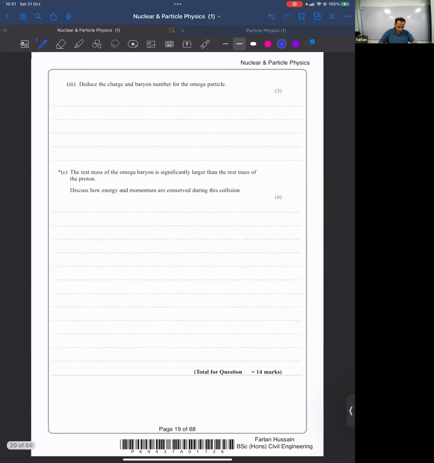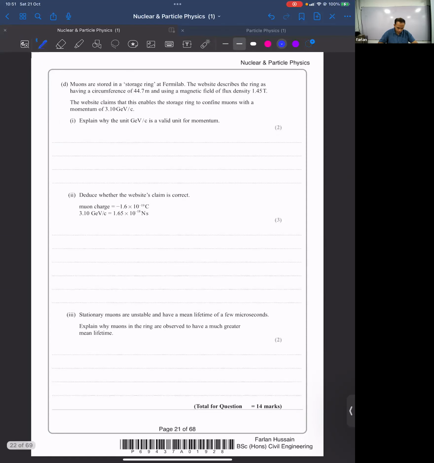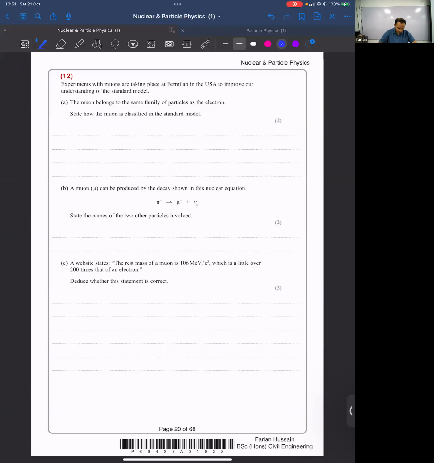Right, and then guys, page number 20. Page number 20. Question number 12, part C. Can you please? Page 20, question 12, part C.